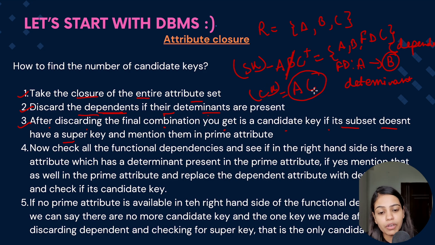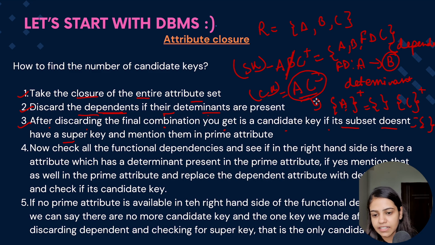Right now, no, because we have to check whether the proper subsets of AC, that is A and C, are a super key or not. So we will take the closure of A, we will take the closure of C, and we will see if it is a super key or not. If any one of them is a super key, then this is not a candidate key. And if both of them are not a super key, we can say that AC is a candidate key. So right now we are assuming that AC is a candidate key. So we will mention A and C in the prime attributes, as the last step.